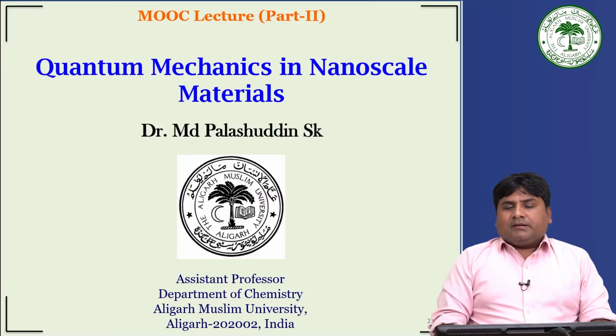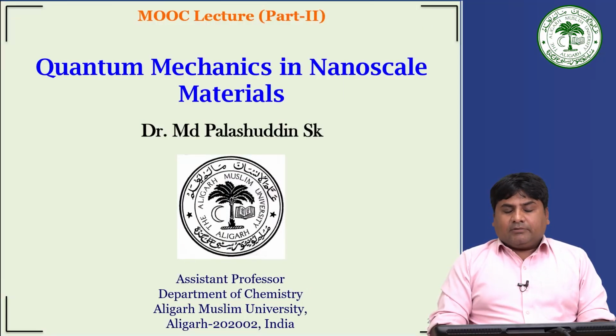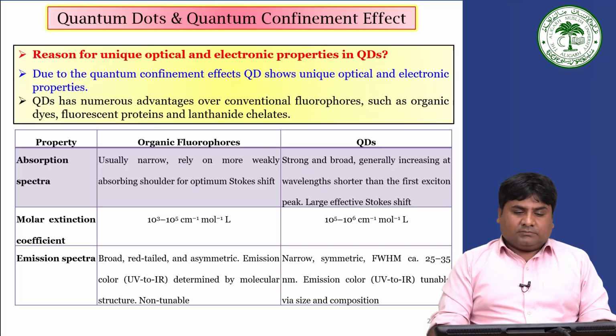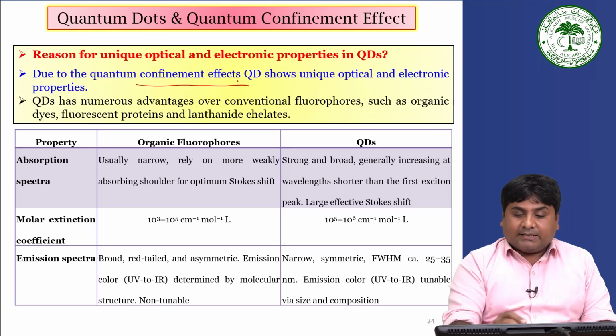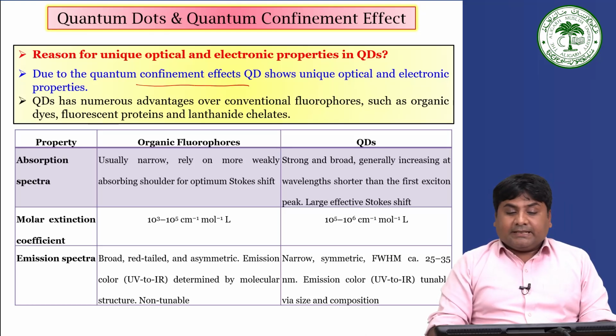So in the second part of this lecture, I will now go through the application of quantum mechanics in and also explain the quantum confinement effect in nanoscale materials. First, we have to understand what the quantum confinement effect is. What is the reason for the unique optical and electronic properties of these quantum dots? Actually, the reason behind these unique optical and electronic properties is the quantum confinement effect, which I mentioned here. And because of that, it shows unique optical and electronic properties.